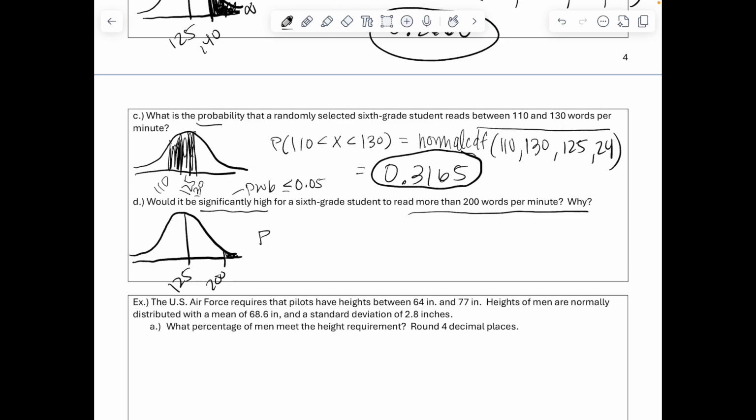So we have to calculate that probability. The x is greater than 200 words per minute. And we're going to calculate it by using normal CDF. And our lower bound where our shading starts is at 200. It goes on to infinity, which we use 1E99. The mean is 125. Standard deviation is 24.